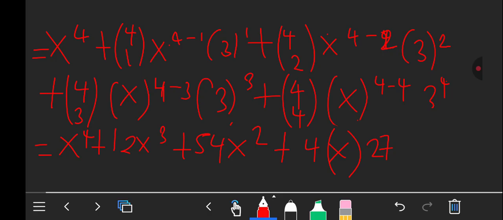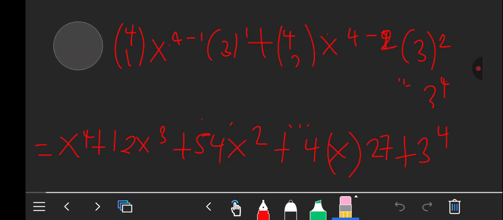Then 4 combination 4, when you have 4 combination 4, it is just 1. Then x to the power 4 minus 4, that is x to the power 0, and any number to the power 0 is equal to 1, so 1 times 1 is 1. So what you have there is just 3 to the power 4. 3 to the power 4 is 3 times 3 times 3 times 3. That should give you 81, right? Yeah.